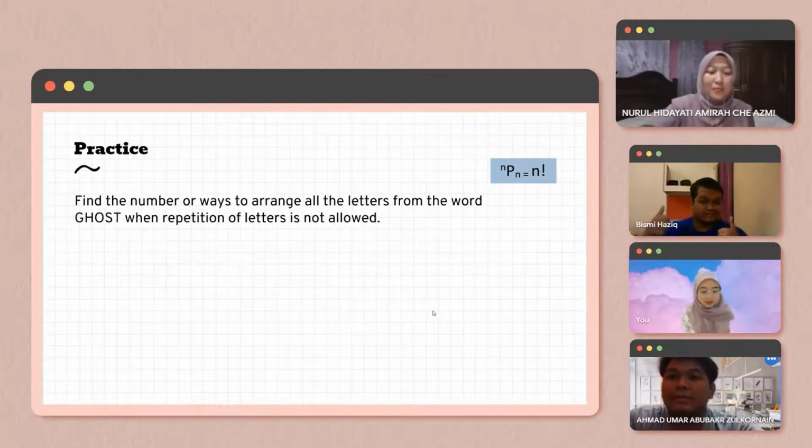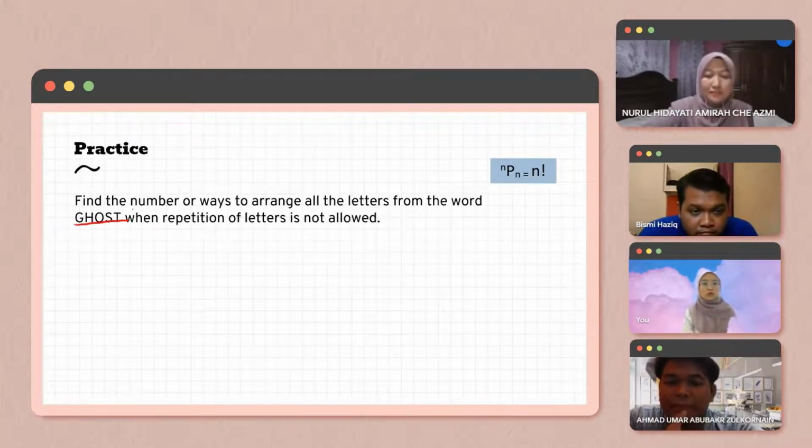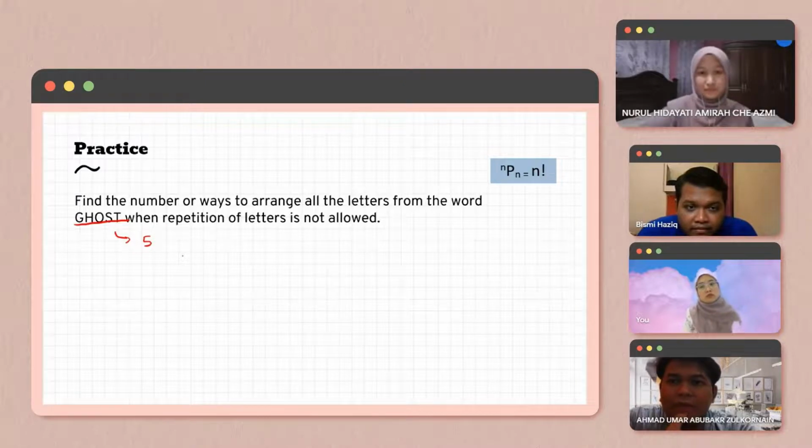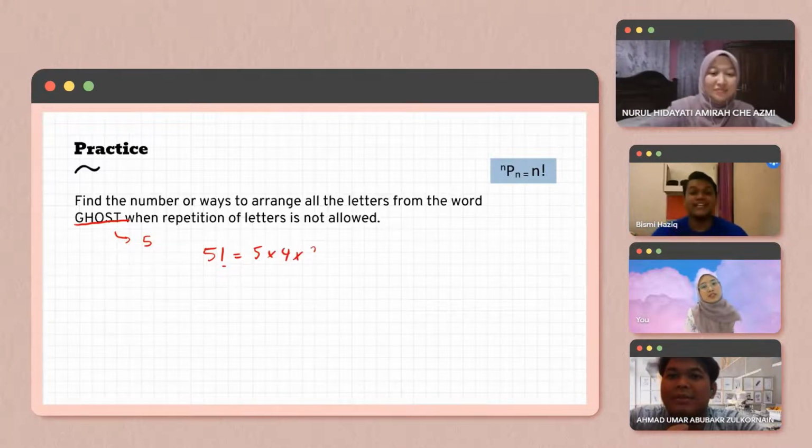Let's try this question. Find the number of ways to arrange all the letters from the word TOAST, where repetition of letters is not allowed. What is n? 5. So how can we solve this question? 5 times 4 factorial, or 5 factorial, and we will get 5 times 4 times 3 times 2 times 1, which is 120.